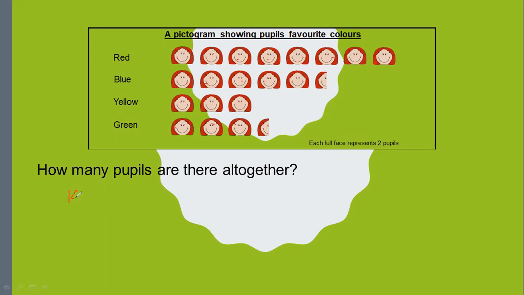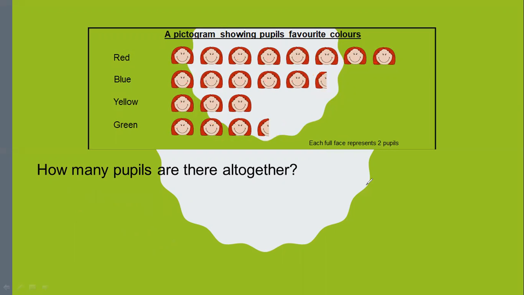So we have 19 times 2 is equal to 38. And then we still have a half here, and we still have a half here. It means plus 1 plus 1. So it's equal to 40. So there are 40 pupils all together.